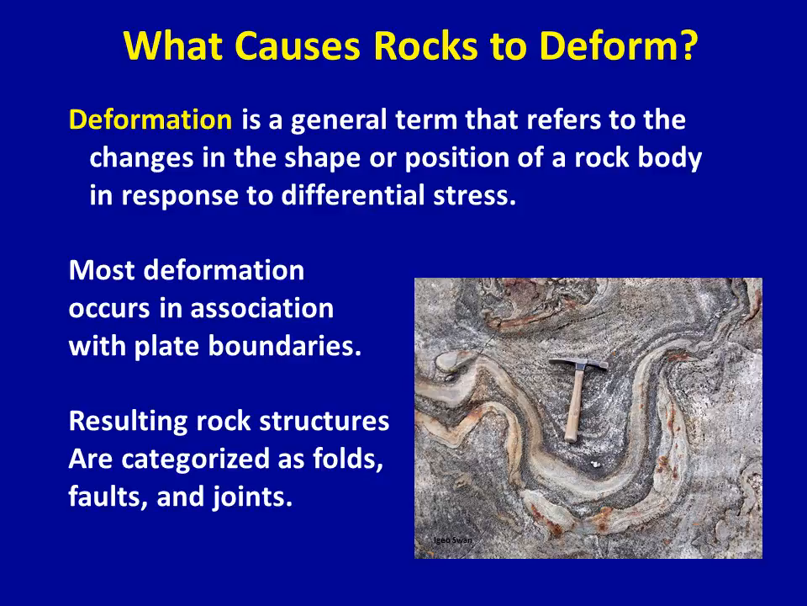Most deformation occurs in association with plate boundaries. So where you have a converging plate boundary or even a diverging plate boundary or even a transform boundary, there is stress that is happening along the rock lines. And in fact, this is related to a lot of the earthquakes that we talked about in Chapter 8. Resulting rock structures are categorized as folds, faults, and joints.